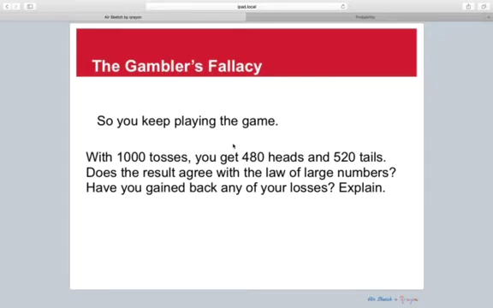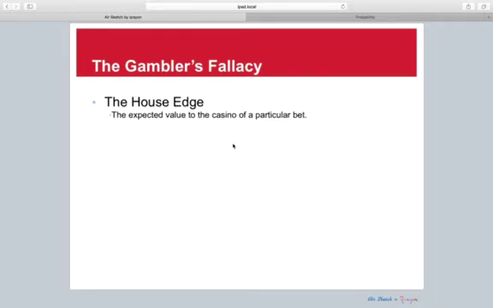One more little note, and this is just colloquial language. The house edge is generally the expected value to the casino in the case of a particular bet. So let's talk again about roulette, and let's look at the outcomes from the casino's point of view in roulette. The simplest bet you can make in roulette is the red-black bet.